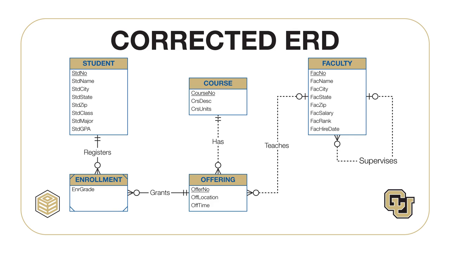A violation of the identifying relationship rule can be resolved by adding a weak entity type or making the relationship non-identifying. In this ERD, the problem is resolved by making the has relationship non-identifying.